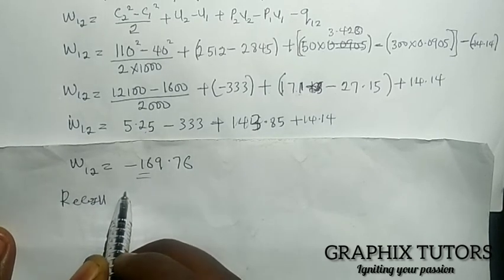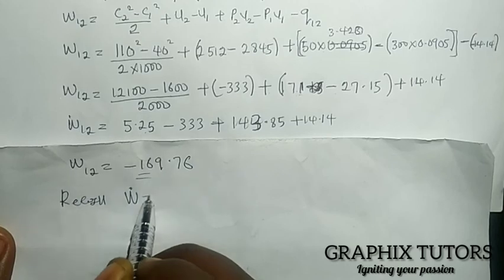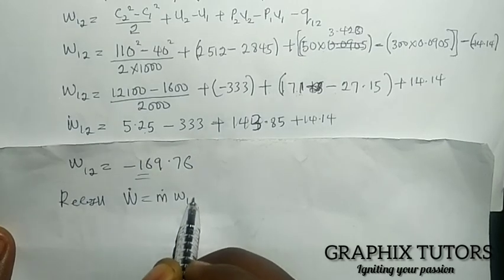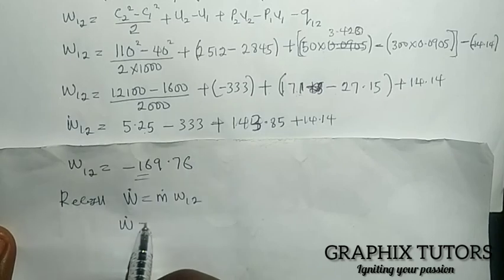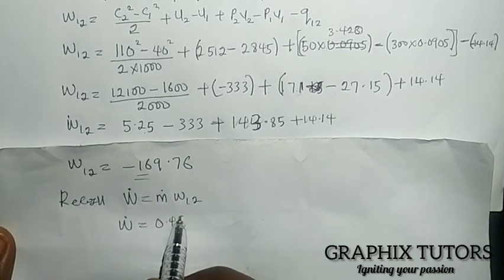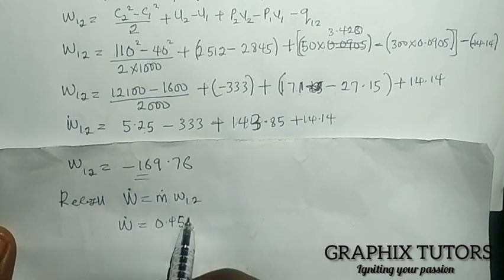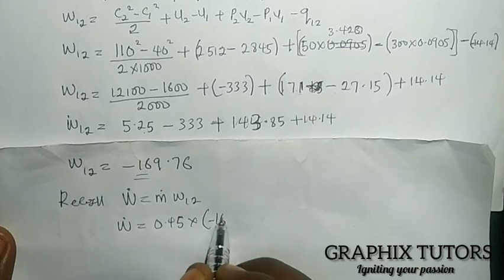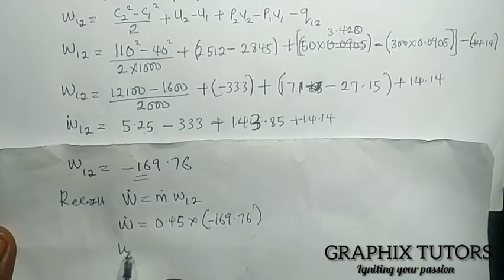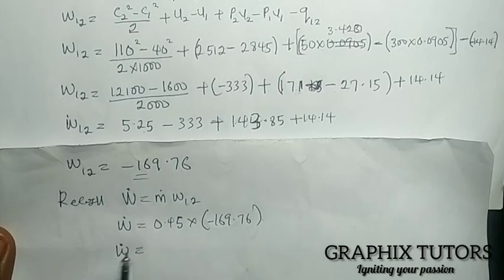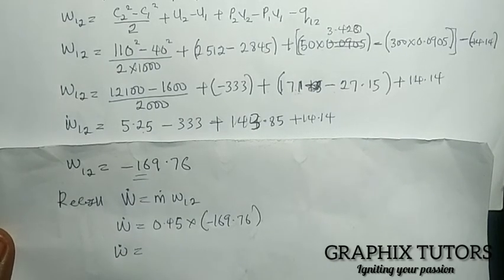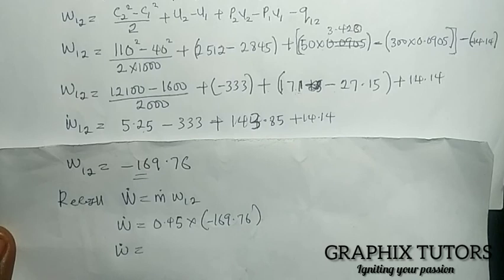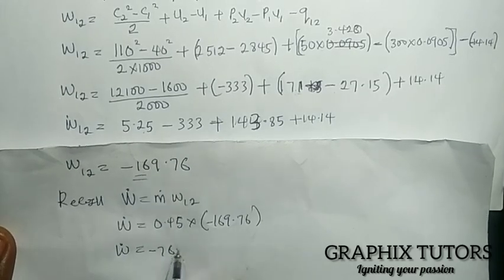So from here, we now say that, recall, our power, the work rate, equals what? The mass load times W12. So my power here will now give me mass load is 0.45 multiplied by this, we have minus 169.76. So my work rate now will give me, let's see that, times 0.45, so we have minus 76.39.